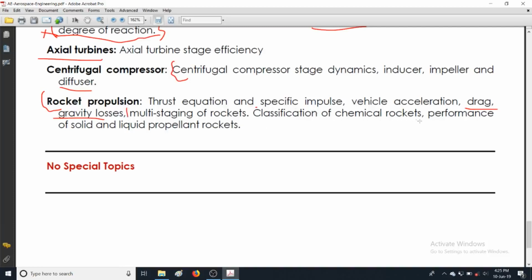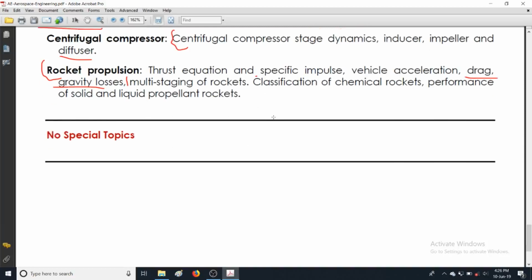And then we will go for the classification of rockets, especially solid and liquid propellant rockets, and then the injectors, what is the pressure drop in the injector and what is the size of the injector required. We will learn that. That is also important. And then especially in chemical propulsion, we will talk about different combinations of chemical propellants and their uses and all. So it will be worth maybe 1 mark or 2 marks.